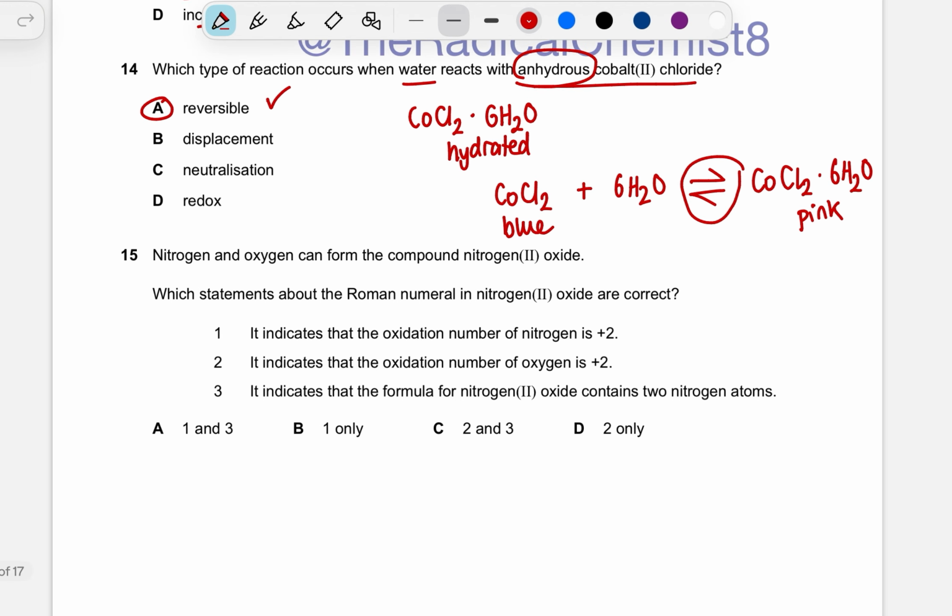Question 15. Nitrogen and oxygen can form the compound nitrogen(II) oxide. Which statements about the Roman numeral in nitrogen(II) oxide are correct? Remember, the Roman numeral is normally given as information when you need to find out the oxidation number of the element before. So this means that the oxidation number of nitrogen is +2. So this is correct. This is wrong: it indicates that the formula contains 2 nitrogen atoms. Well, no, because in compounds containing non-metals, this would be given as prefixes. So 2 would mean di. And there's nothing over here for that, so your answer is only 1, so B.